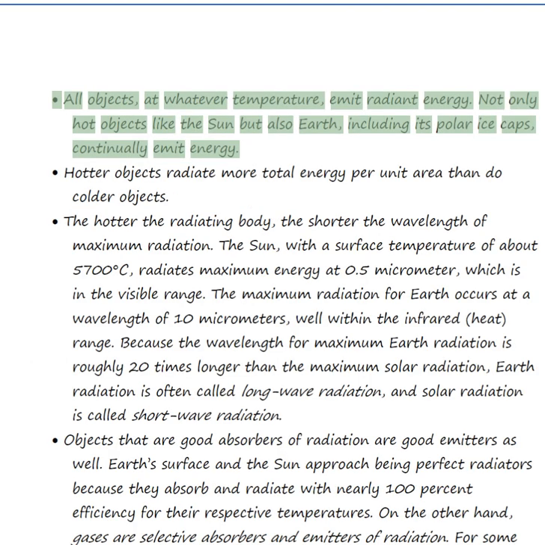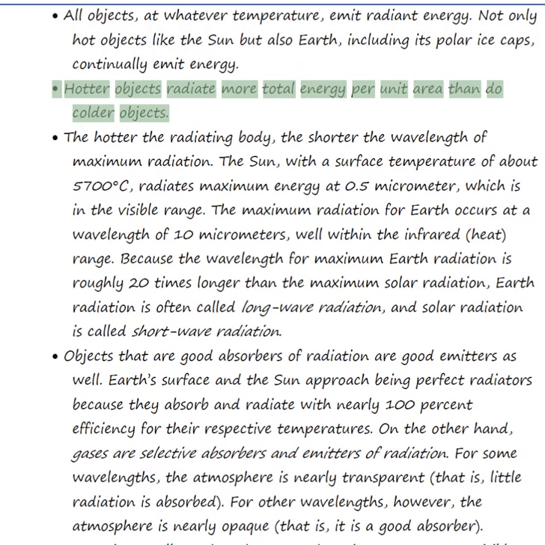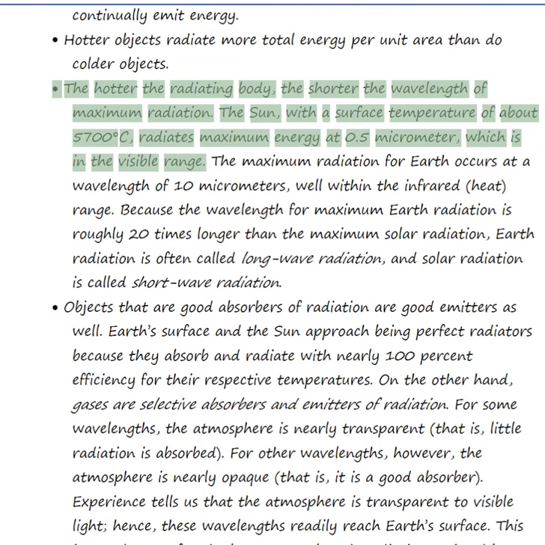All objects, at whatever temperature, emit radiant energy. Not only hot objects like the sun but also Earth, including its polar ice caps, continually emit energy. Hotter objects radiate more total energy per unit area than do colder objects. The hotter the radiating body, the shorter the wavelength of maximum radiation.